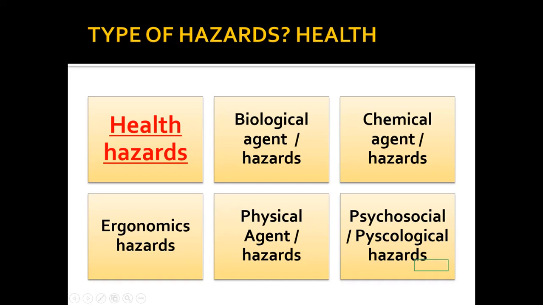And type of hazard. When we talk about health hazard, always relate with these five items, which are biological hazard, or we call biological agent, chemical agent or hazard, ergonomic hazard, physical agent or hazard, and psychosocial or psychological hazard.